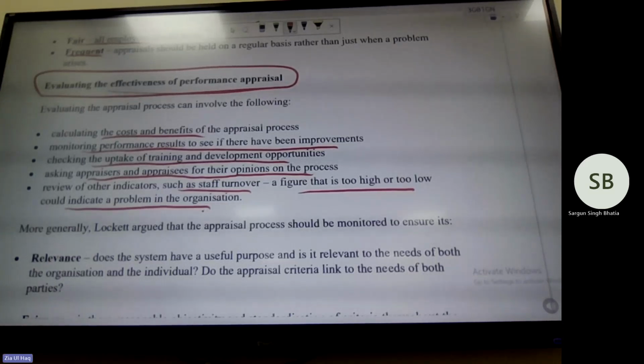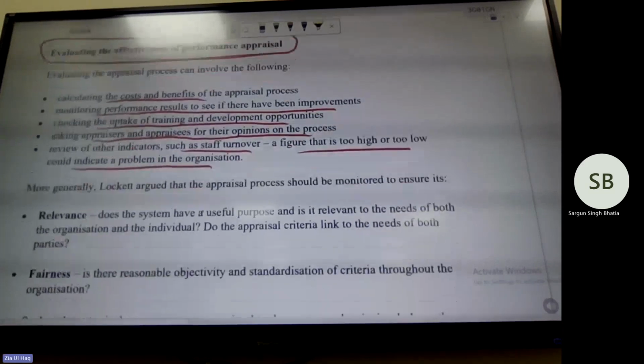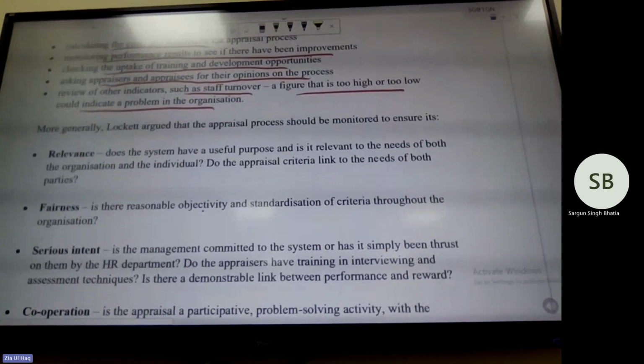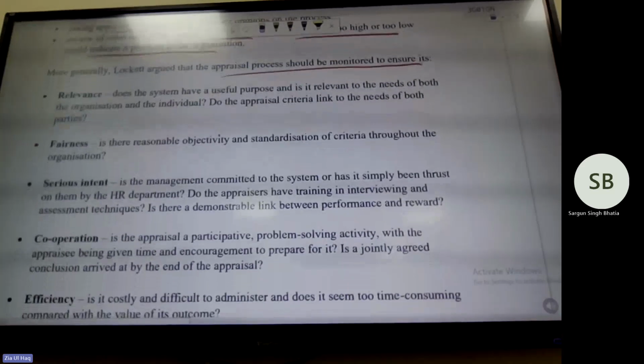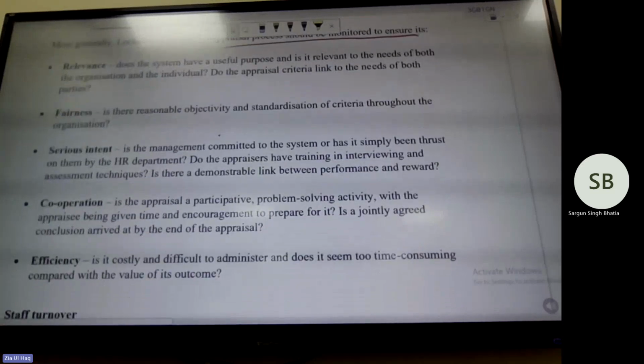So performance appraisal will be effective when you are considering cost-benefit analysis, when performance appraisal results in improvement of performance, when training and development opportunities have been highlighted, when it is done through two-way communication, and when you have identified staff turnover issues. More generally, Lockett argued that the appraisal process should be monitored to ensure its relevance, fairness, serious intent, cooperation, and efficiency.